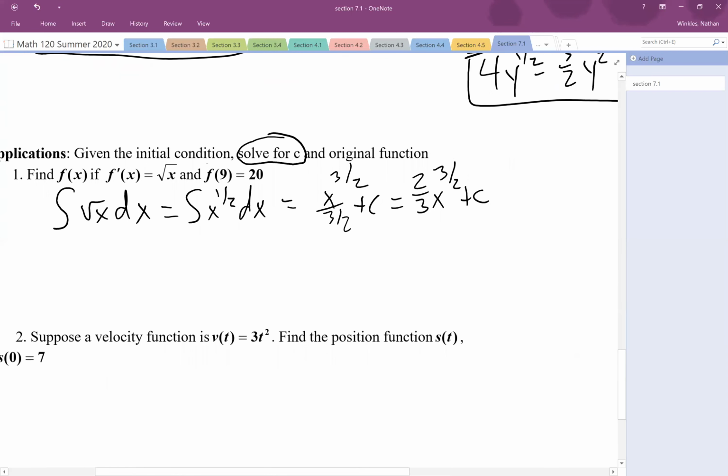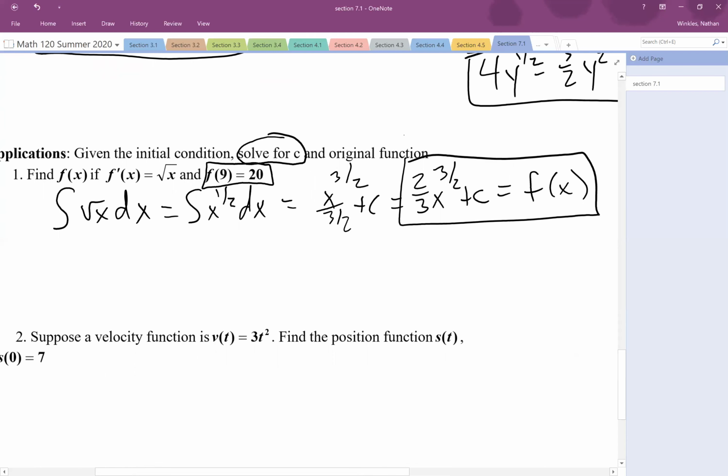Now, the only other thing they give us is f of 9 equals 20. So in other words, this is f of x right here. So f of 9 is equal to 2/3 times 9 to the 3/2 plus c. This needs to equal 20. So in other words, this gives us a way to solve for c.